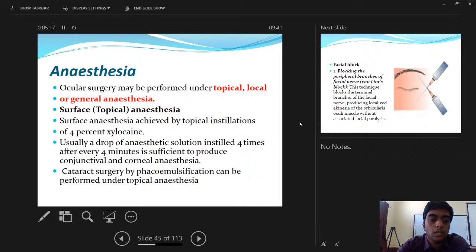Coming to the anesthesia, ocular surgery may be performed under topical, local, or general anesthesia. Surface, also known as topical anesthesia, is where anesthesia is achieved by topical instillation of 4% xylocaine. A drop of anesthetic solution instilled 4 times, once every 4 minutes, is sufficient to produce conjunctival and corneal anesthesia. So most commonly, all these phaco surgeries are done under topical anesthesia. Even the refractive surgeries are done under topical anesthesia.